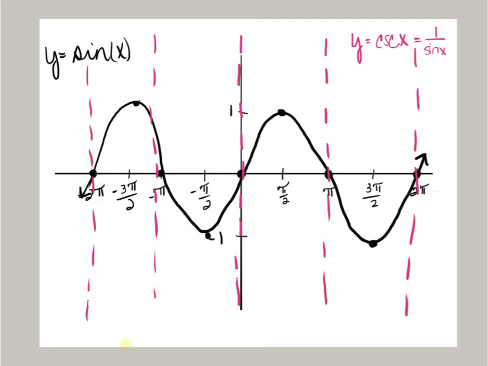Okay, now let's compare some of these other values. At pi over 2, sine is 1. So that means that cosecant is 1 over 1, and we know that to be 1. 1 divided by 1 is 1.